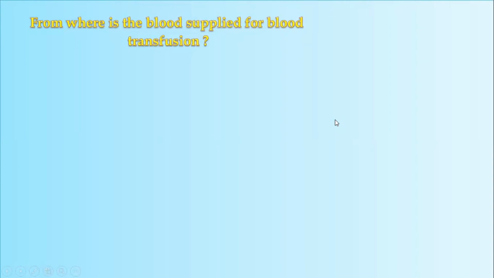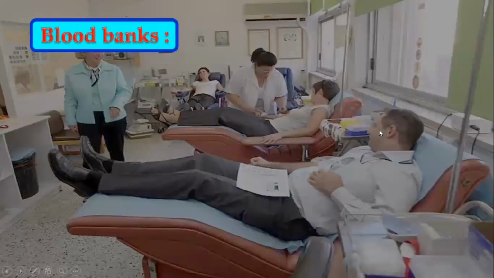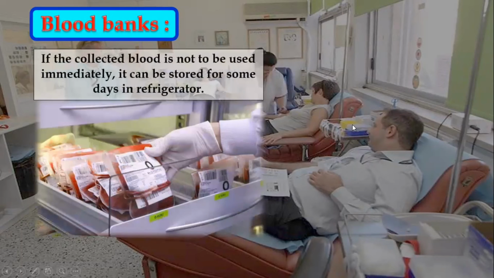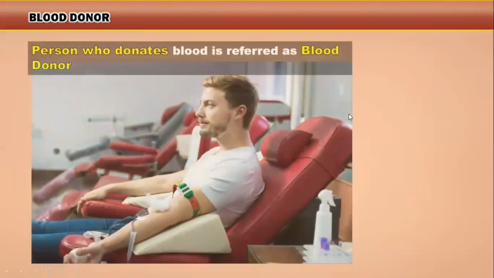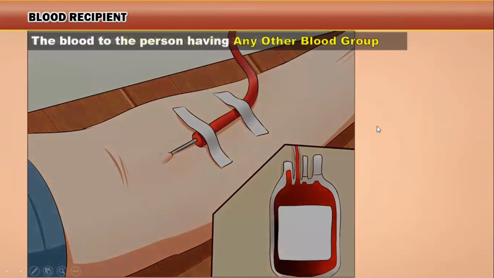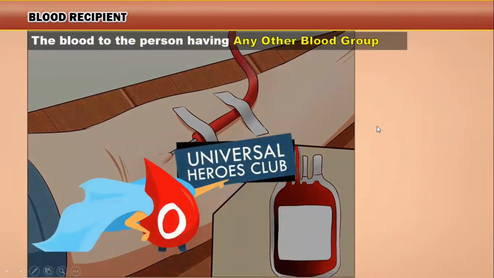Now, for blood transfusion, from where is this blood supplied? From blood banks. We go and donate blood there, and healthy people can donate blood there and they store the blood, and whenever there is a demand, they can supply it. A person who donates blood is called a blood donor. A person of blood group O can donate blood to any other blood group.